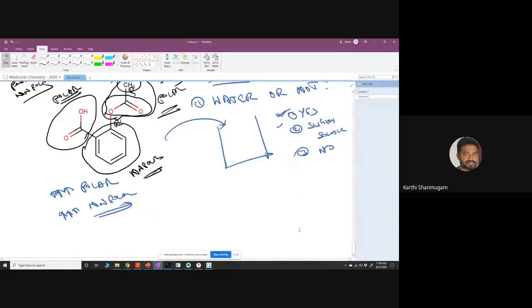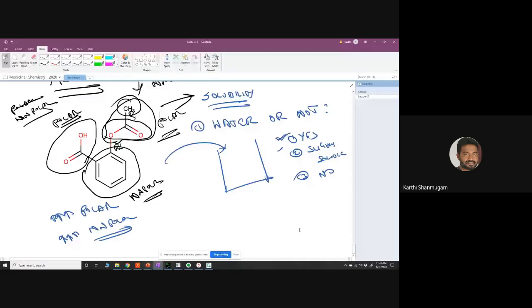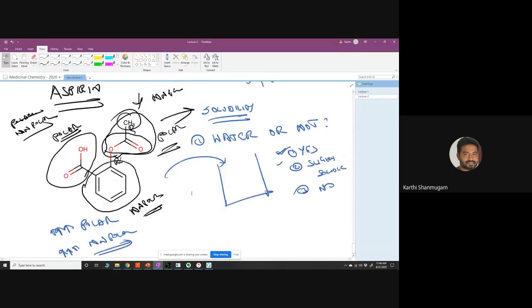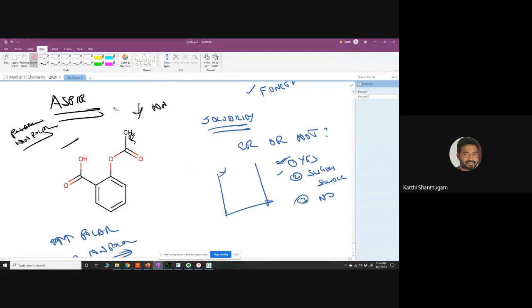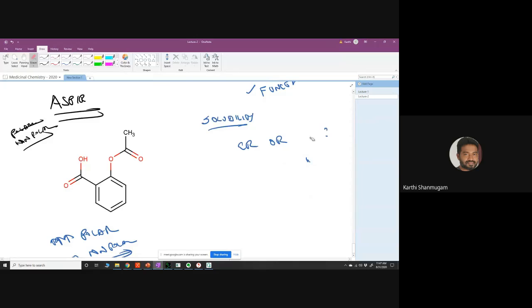Okay. So now I'm taking the same example. I just erased whatever we have discussed, right? How is this functional group going to affect the pharmacodynamics of the drug molecule? We can use the same example, right? So what is pharmacodynamics?